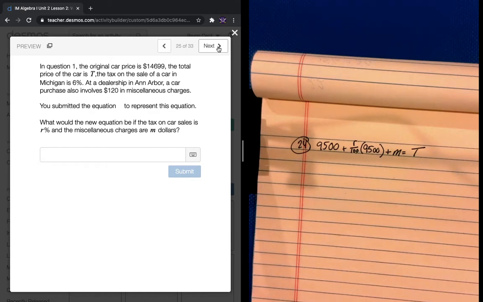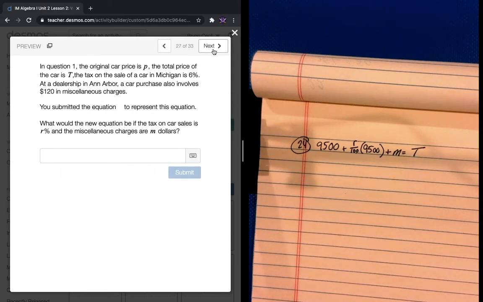Okay, so now we look here. Write a new equation if the tax on the car sales is R, and we just did that. I'm sorry. So basically, we just did that. So here, okay, same kind of thing. We're taking that and we're manipulating it. I'm going to go through this for the sake of time. Okay, but here again, guys, what we know is this.